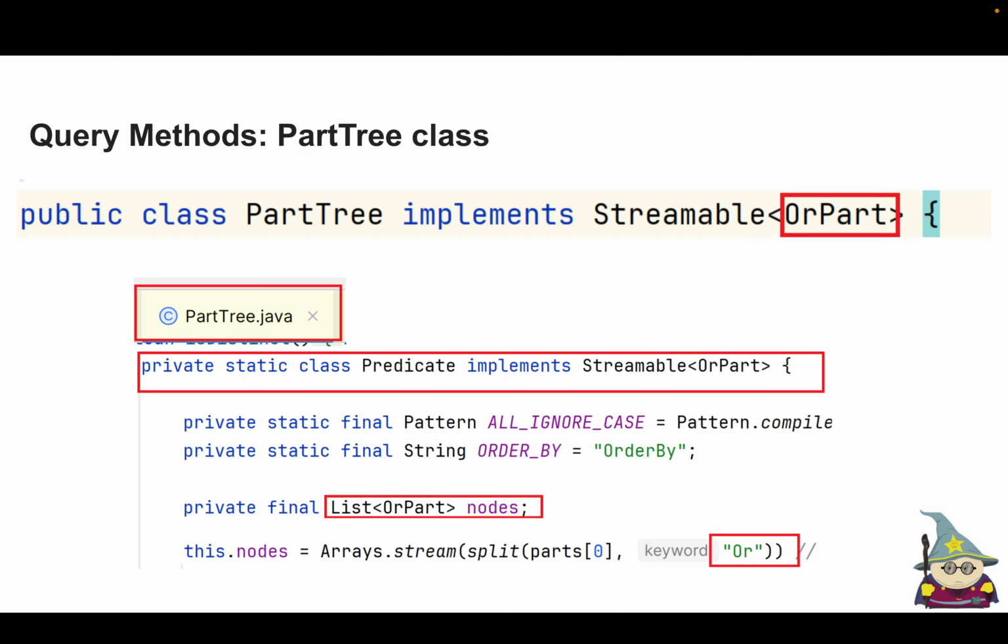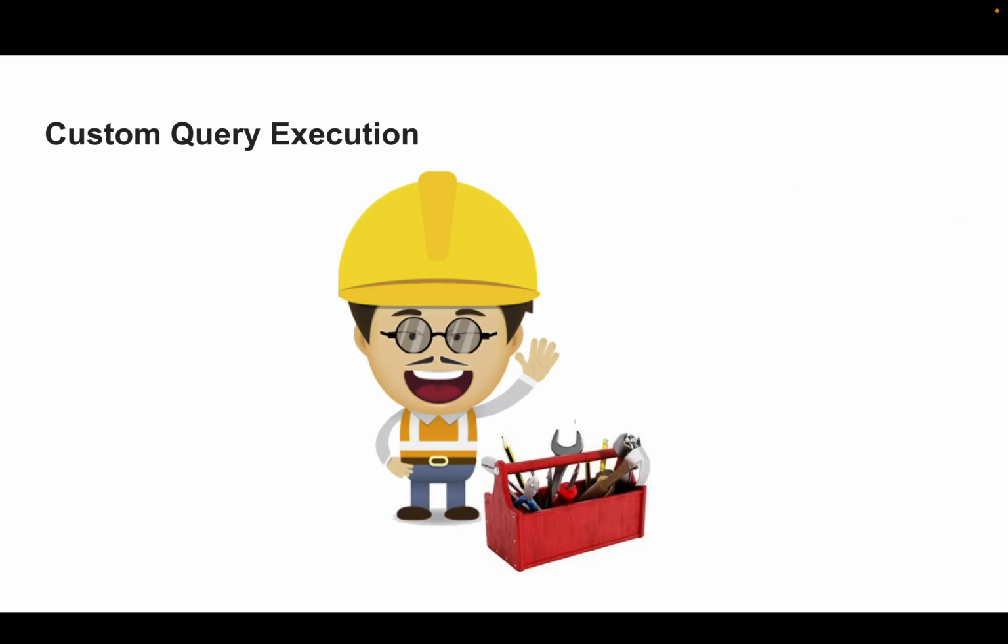The biggest part of the parsing logic of our query method is the part tree. Part tree holds a list of OR parts, and all of them should be split by the OR keyword in the method name. The next key feature is the custom query execution.